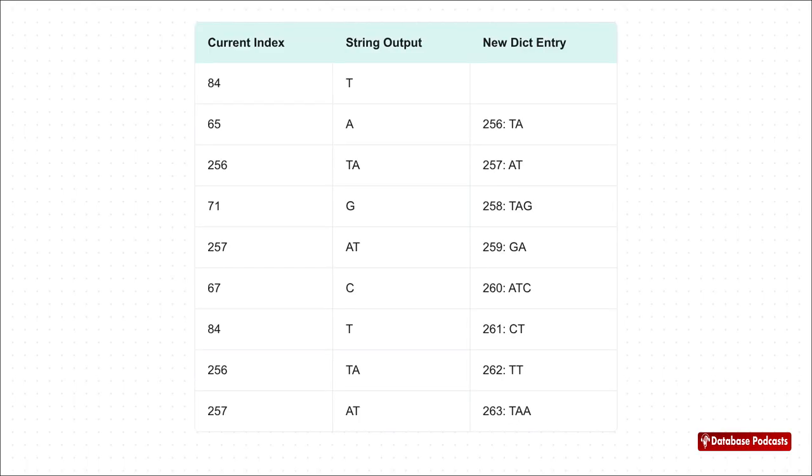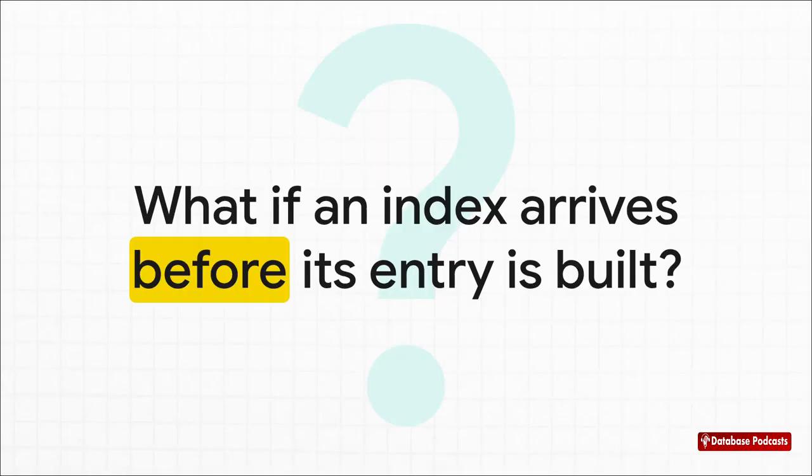And this process just continues in perfect lockstep. For every single index it receives, it outputs the corresponding string and then builds the next dictionary entry. As you can see, its dictionary grows identically to the compressor's, and that allows it to perfectly reconstruct our original text piece by piece. Okay, this whole thing seems totally foolproof, right?